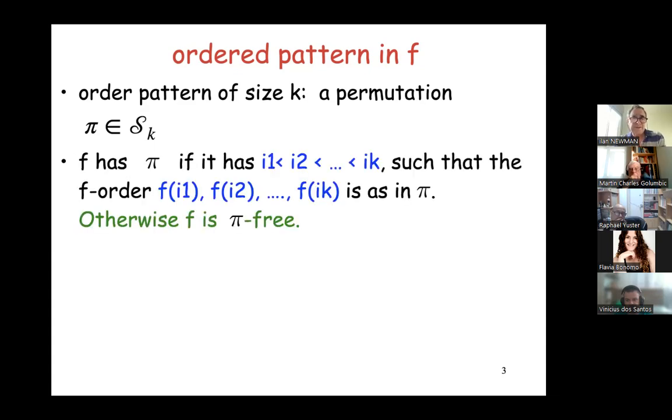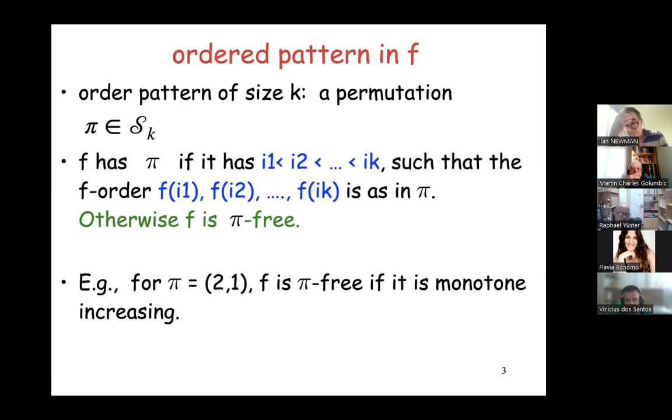And we say that the stream or the function has pi if it has a k-tuple of indices going from left to right, such that the order of f in these k indices is as in pi. Otherwise, we say that f is pi-free. So note that we don't care about the values themselves. We only care about the order between the values, and we just have pi to signal to us the relative order between values. I mean, the numerical values have no meaning at all. It's really a question about orders.